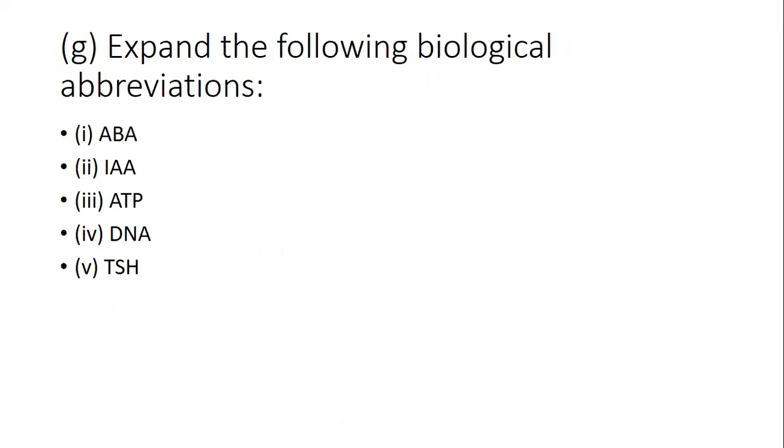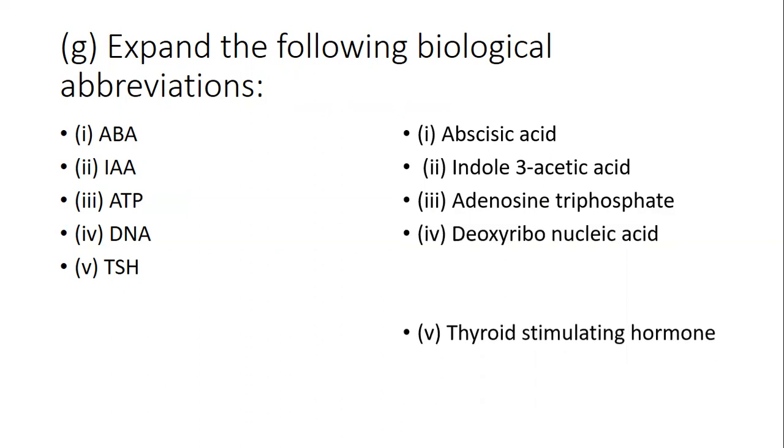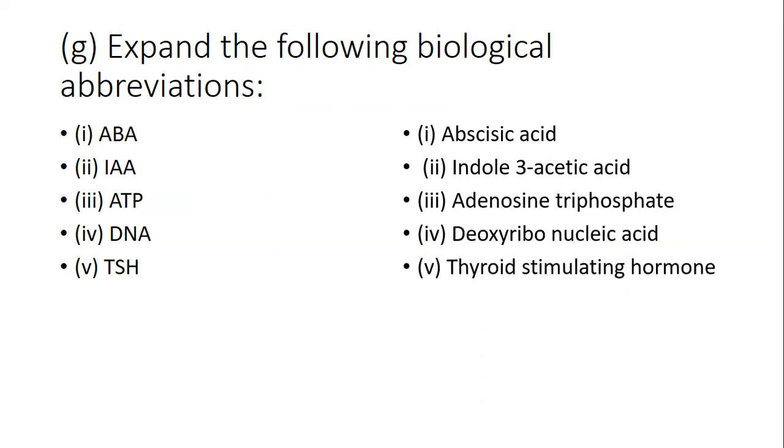Then expand the following biological abbreviations: ABA, IAA, ATP, DNA, and TSH. The answer for ABA is abscisic acid. IAA is indole 3-acetic acid, ATP is adenosine triphosphate, DNA is deoxyribonucleic acid, and TSH is thyroid stimulating hormone.